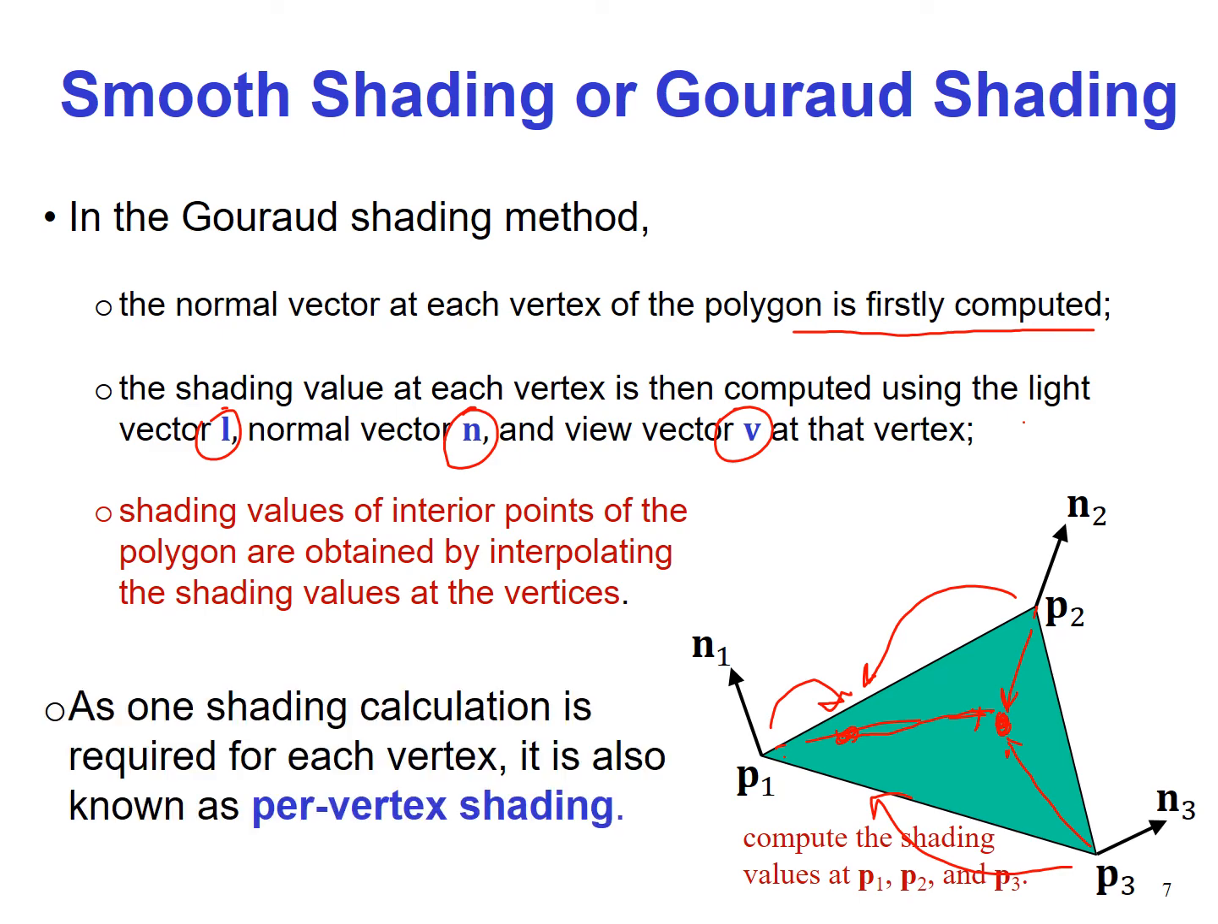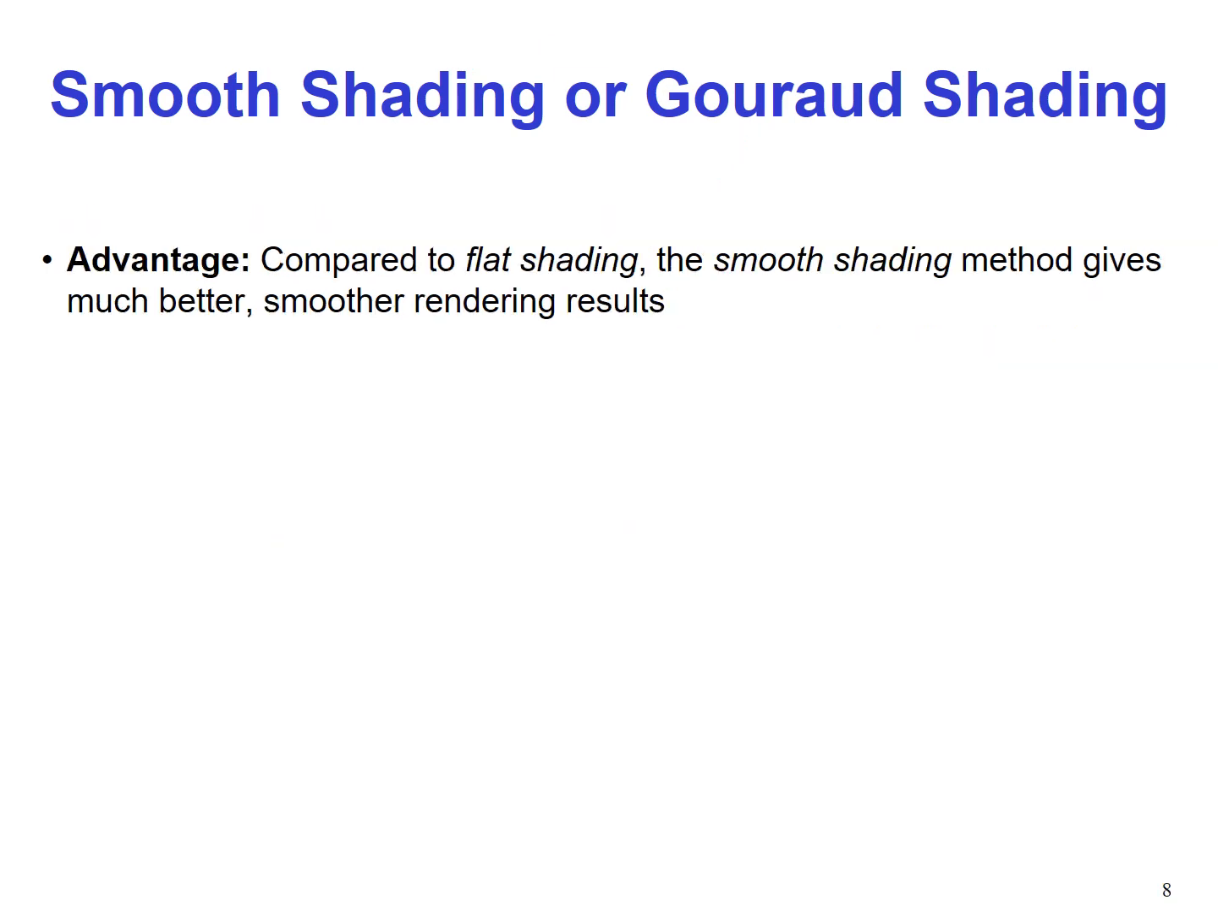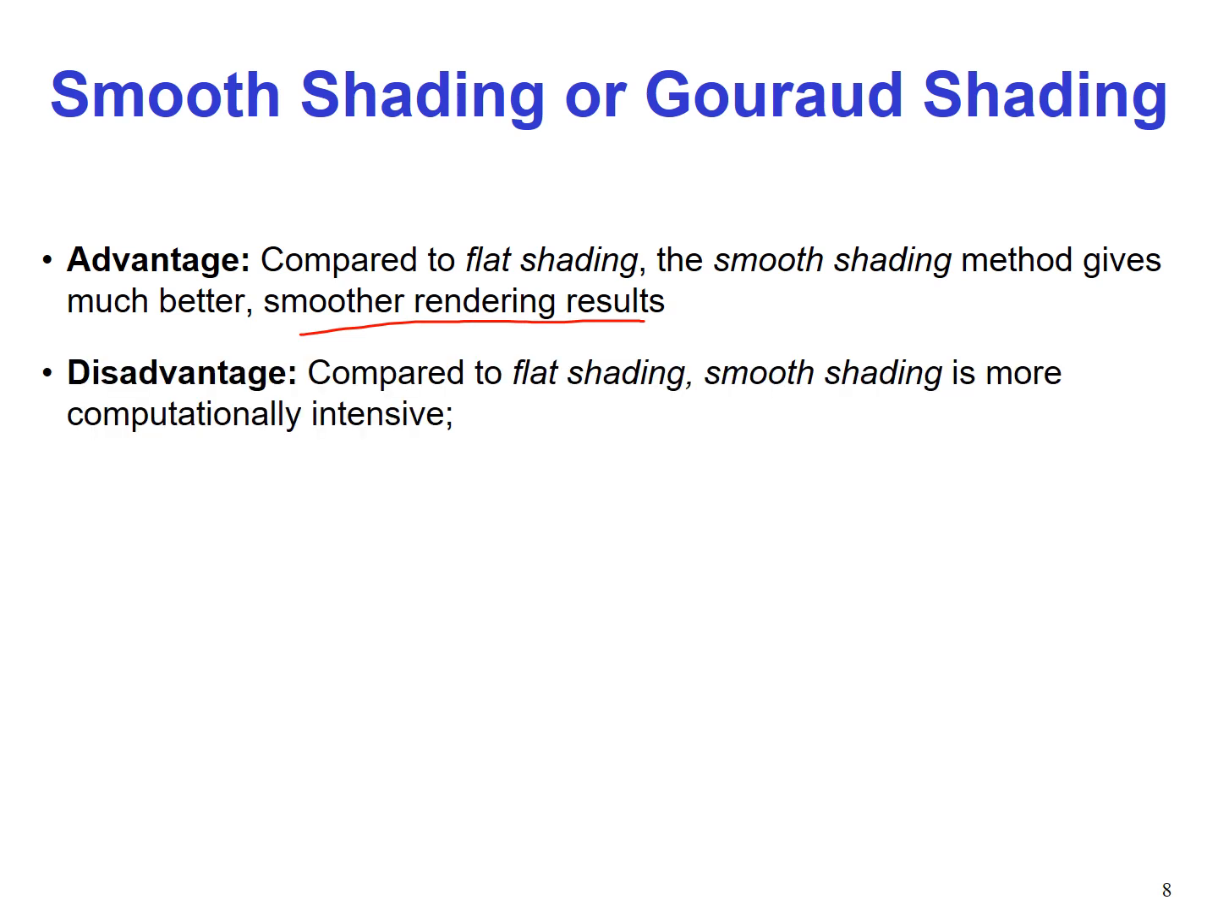As one shading calculation is required for each vertex, it is also known as per vertex shading. So Gouraud shading is also called per vertex shading. And Gouraud shading is just one type of smooth shading. There is another type as well. The main advantage of Gouraud shading is that compared to flat shading, this gives smoother rendering results. However, the disadvantage is that it is computationally more intensive compared to flat shading. So flat shading is the fastest, and this is slower than flat shading.